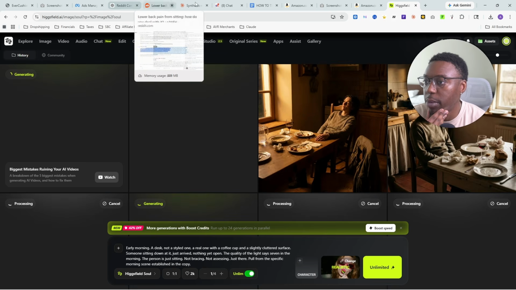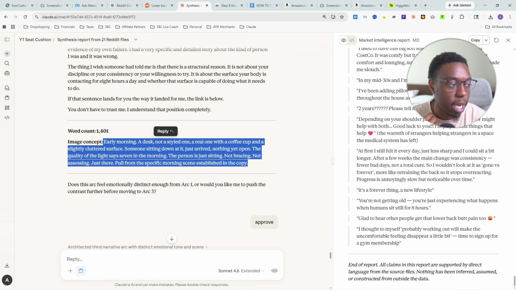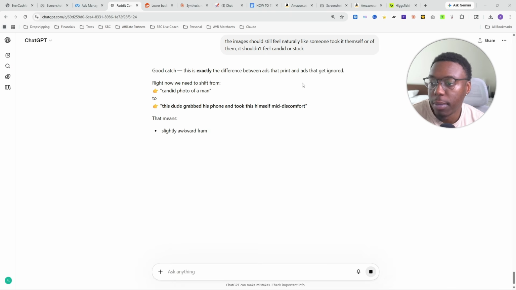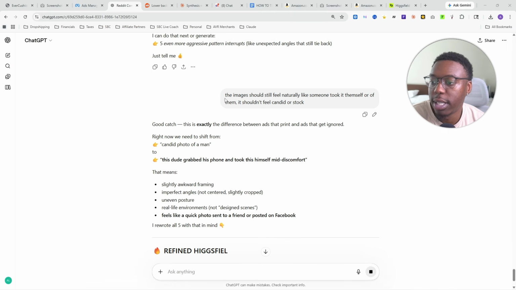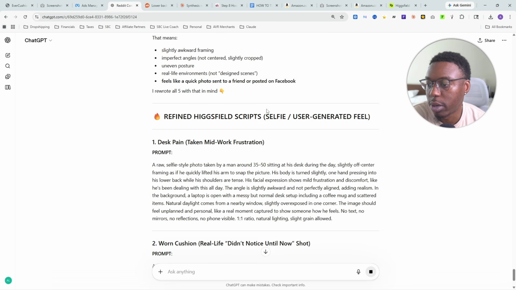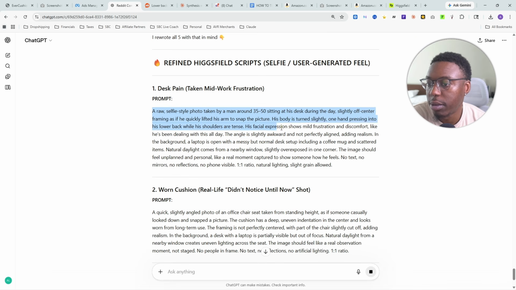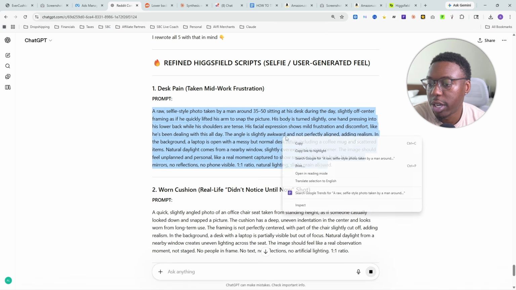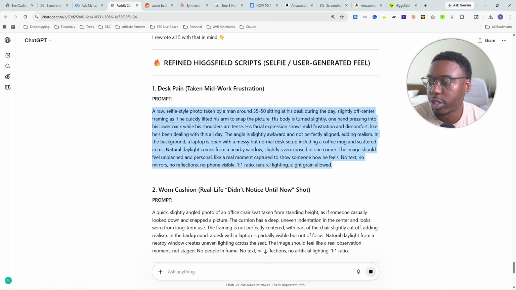So we'll give this a moment and then we'll come back and take a look at the images and skim through the copy to see which image makes sense to go with each copy. Something I like to do is prompt ChatGPT to say stuff like the images should still feel natural, like someone took it of themselves, and it should not feel candid or stock. Raw selfie. Okay, someone at their desk, his body's turned, shoulders shrug, shows mild frustration.